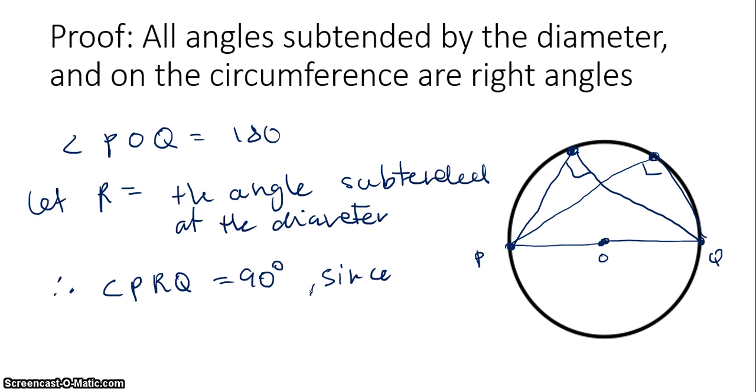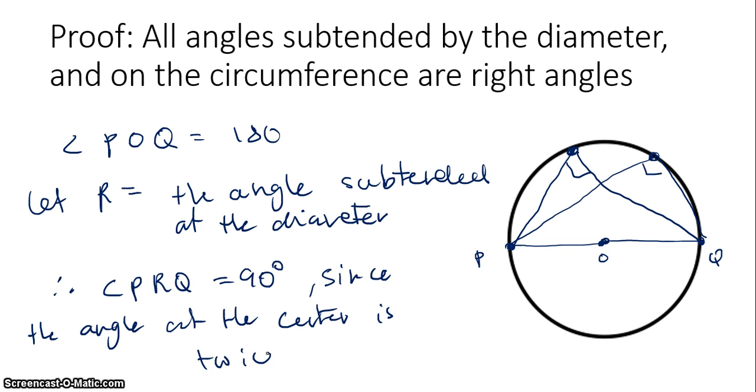Since the angle at the center is twice angle PRQ, and since PRQ is 90 degrees, POQ will be 180. So very short proof, but very nice indeed in proving this.